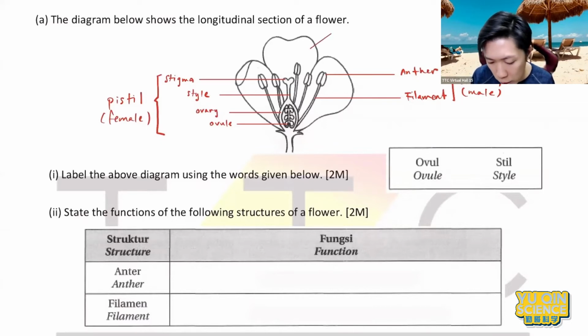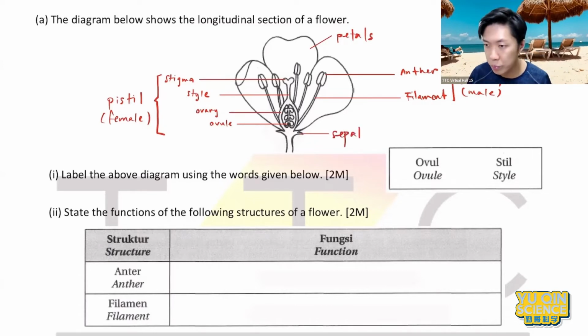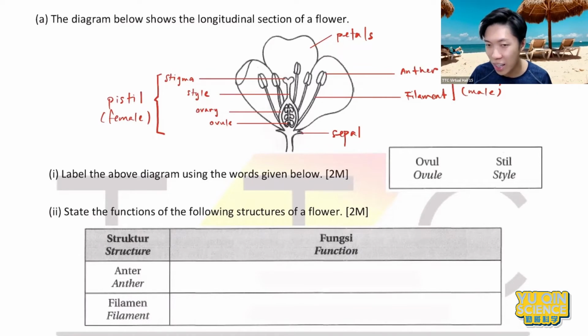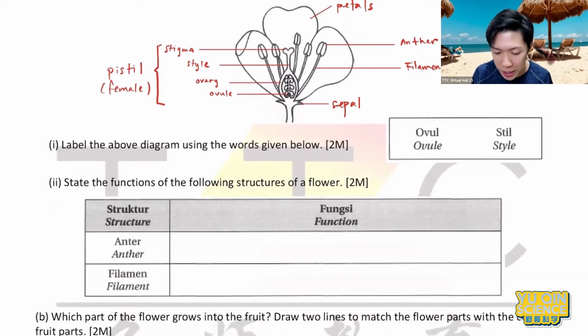There's another two more. It's not under the reproductive organs, but petals. And the bottom part is called the sepal. Okay, sepal. Consider done.